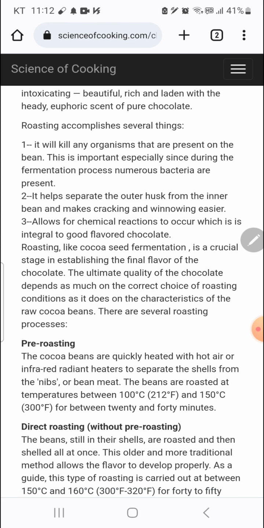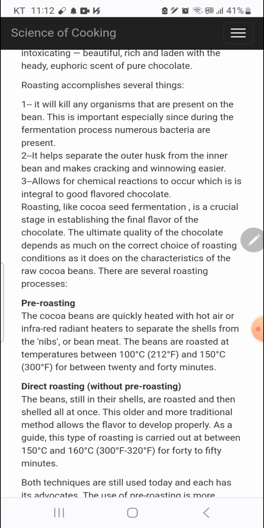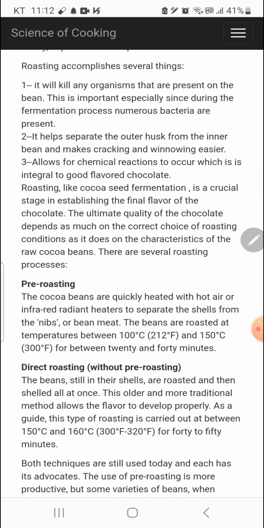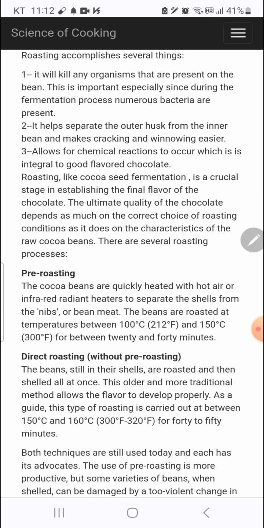Roasting accomplishes several things. One, it will kill any organisms that are present on the bean. This is important especially since during the fermentation process, numerous bacteria are present. Two, it helps separate the outer husk from the inner bean and makes cracking and winnowing easier.